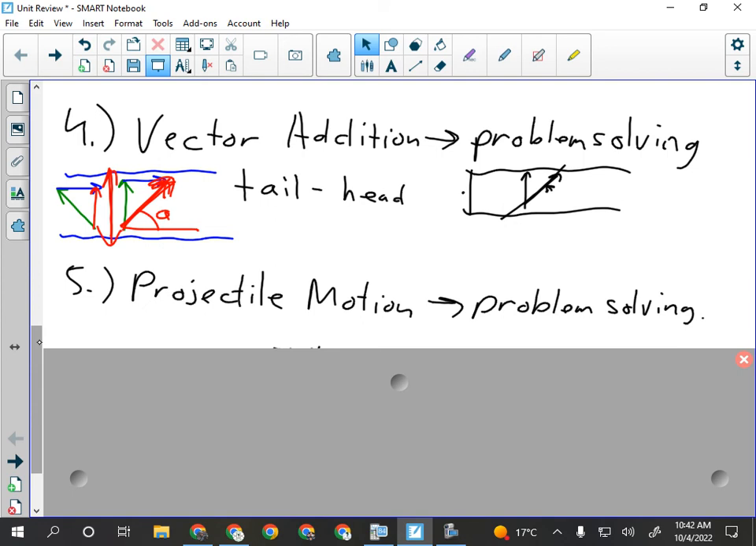Alright, so as I said, you've got one of each type of projectile motion question. Above question. An acceleration problem. A velocity versus time graph. Position versus time graph. And a vector component addition problem. That's your test.